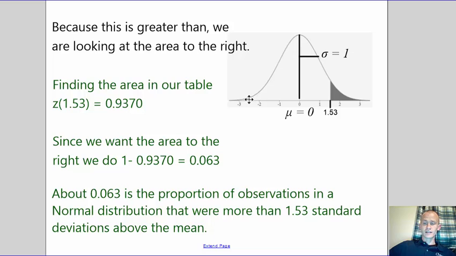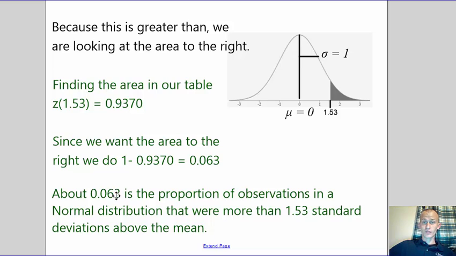So here is the sketch of our normal distribution, and then we have our mean and standard deviation labeled, the boundary of interest, and then shaded in the area that we are wanting. So hopefully you know that the area underneath the curve is 100%. So this 0.93 is obviously not the shaded in area. So we need to do 1 minus that, and we get 0.063.